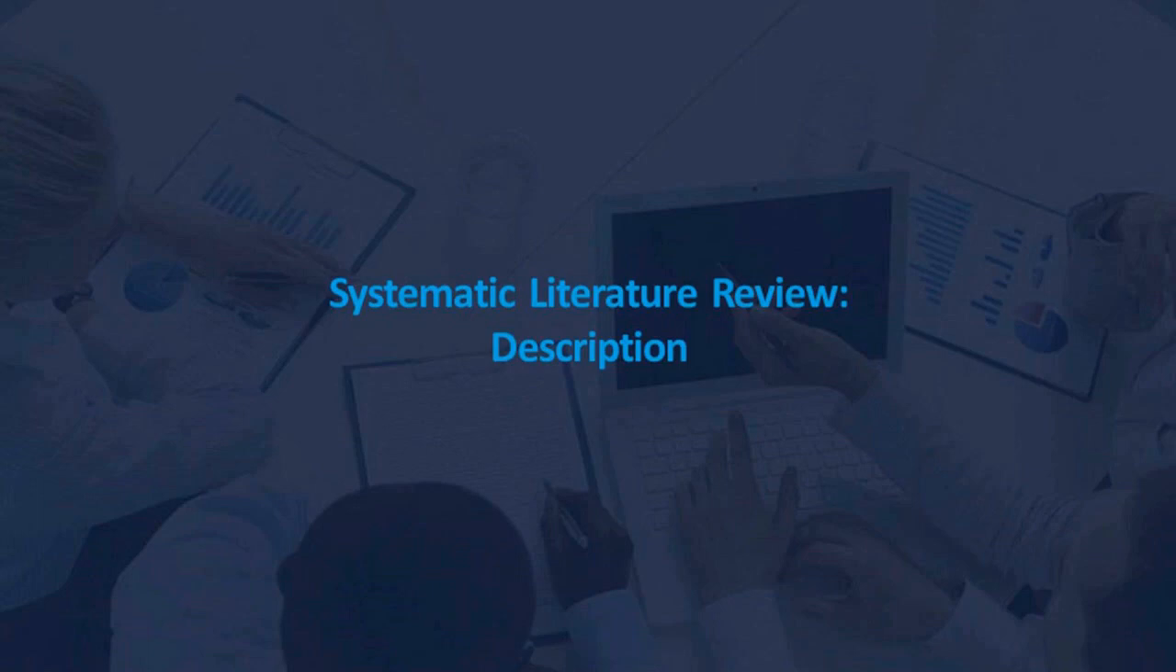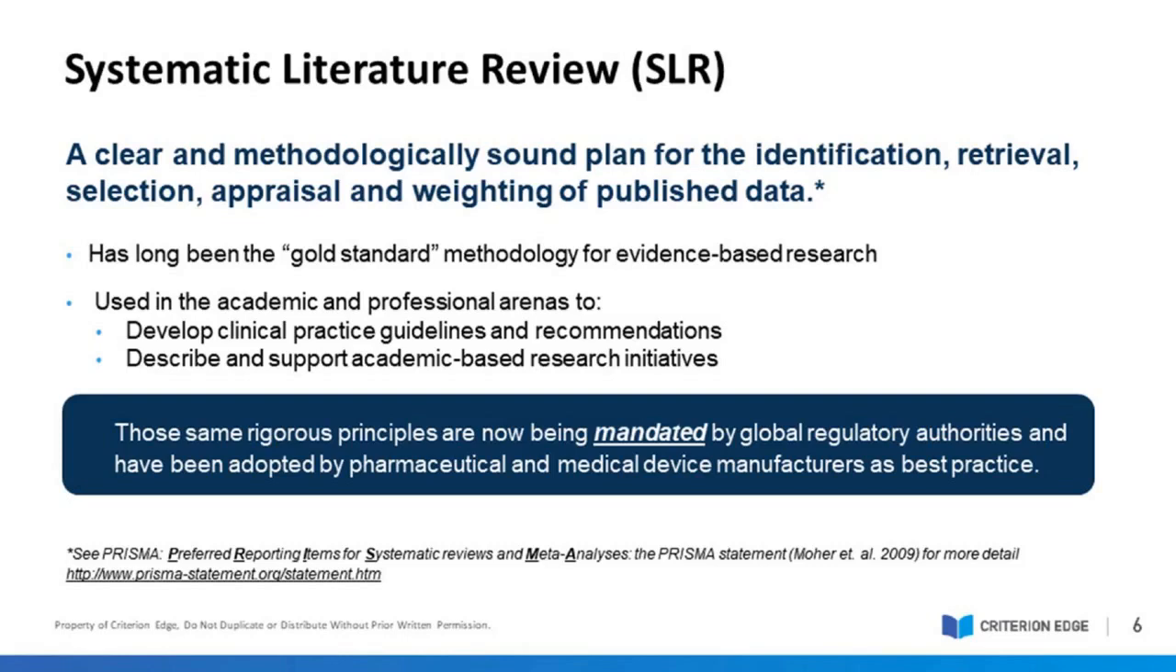Thank you. We'll start with a description of the framework of a literature review and also examine how an internet search is much different from the systematic literature review process. A systematic literature review is a clear and methodologically sound plan for the identification, retrieval, selection, appraisal, and weighting of published data. This definition is taken from the 2009 article by Moorer et al., in which the authors describe the PRISMA statement, which is a reporting structure for systematic literature reviews and meta-analyses.